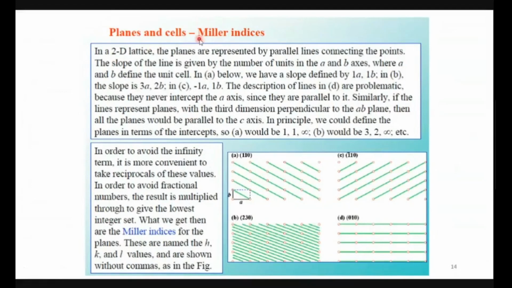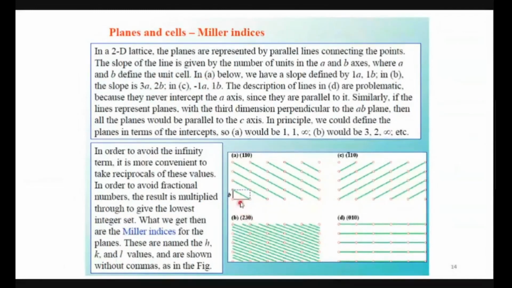Now, let us see what Miller indices are. We saw that there are ways to present atoms in terms of planes and lines, and every single unit of the crystal is called a cell. So, in a two-dimensional lattice, the planes are represented by parallel lines connecting the points, like over here. The slope of the line is given by the number of units in the a and b axes. So instead of x and y axes, we have a, b, and c axes. Here we are looking at only the a and b axes, where a and b define the unit cell.